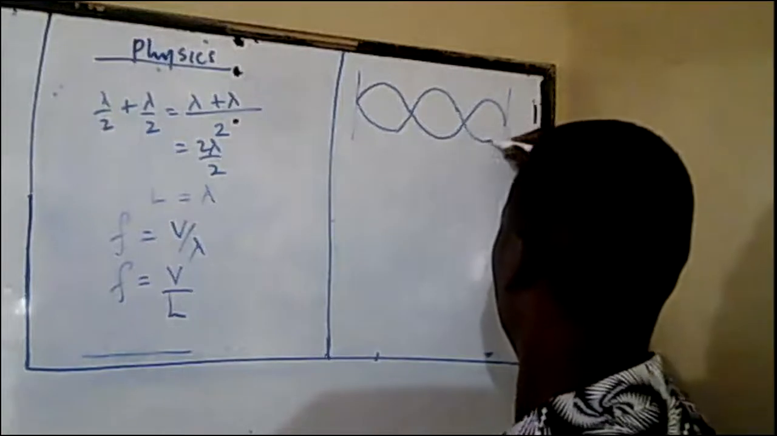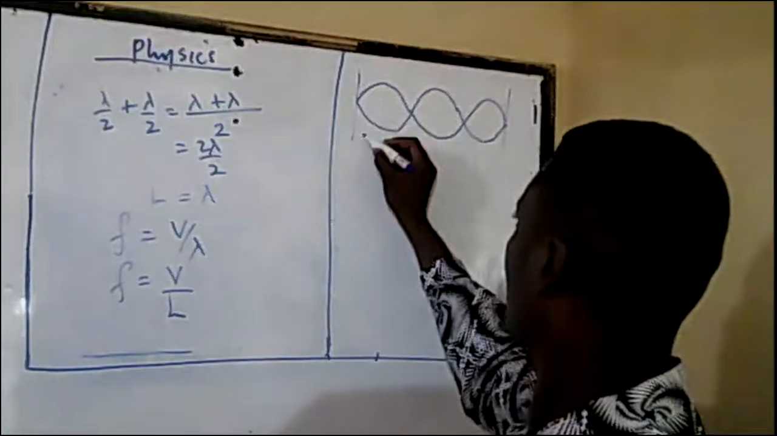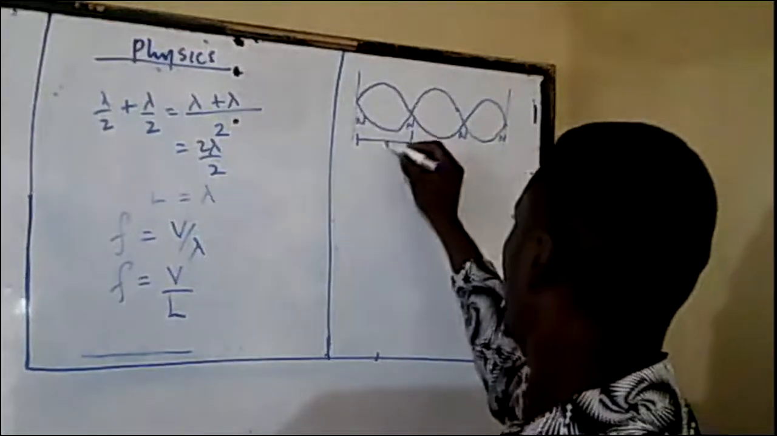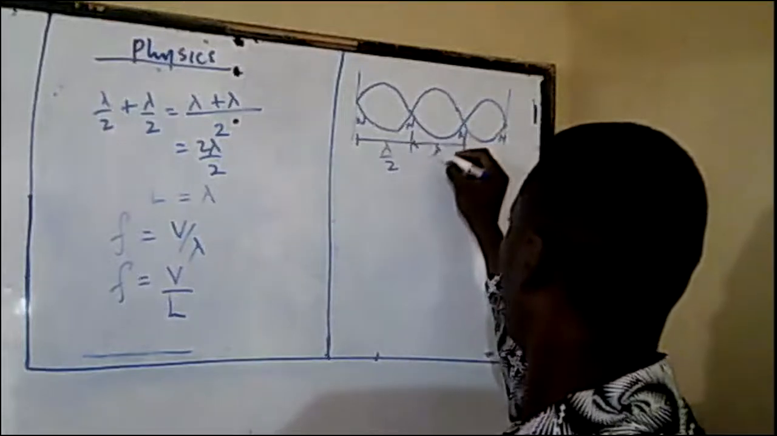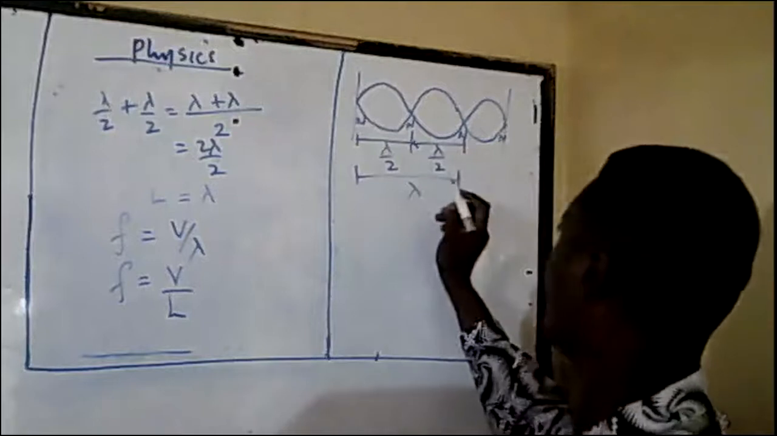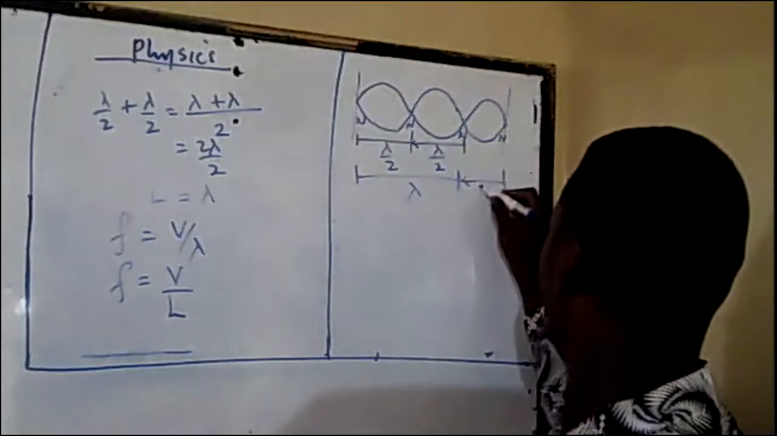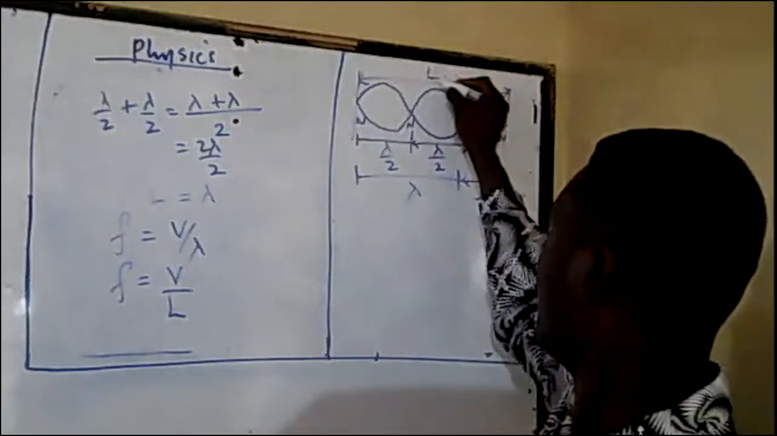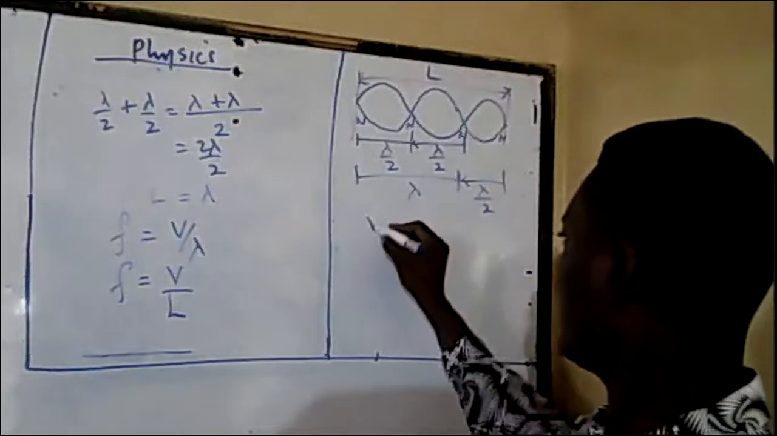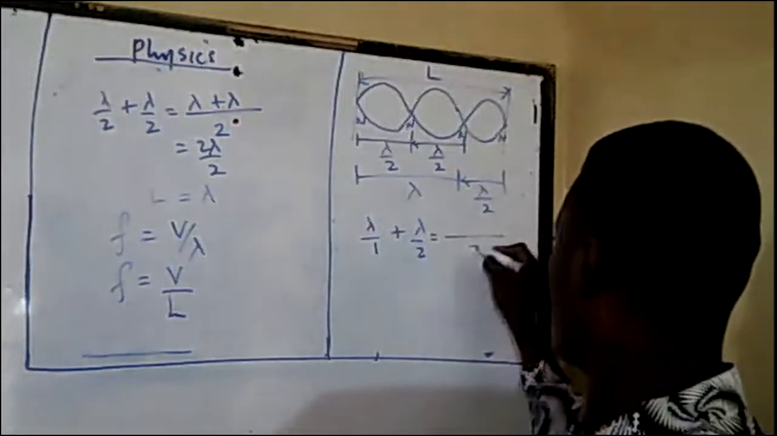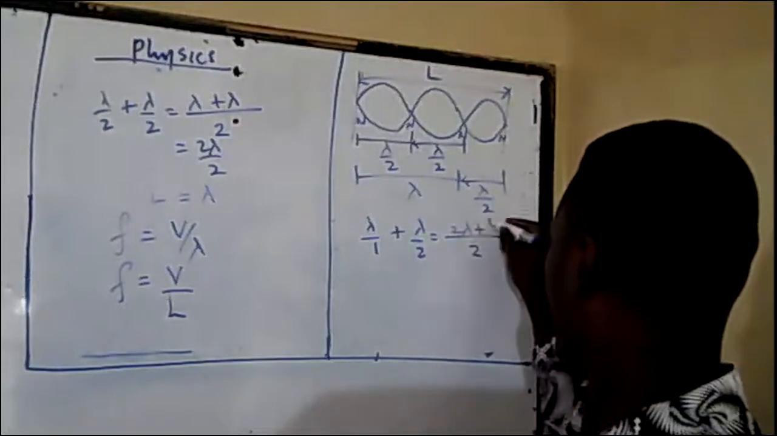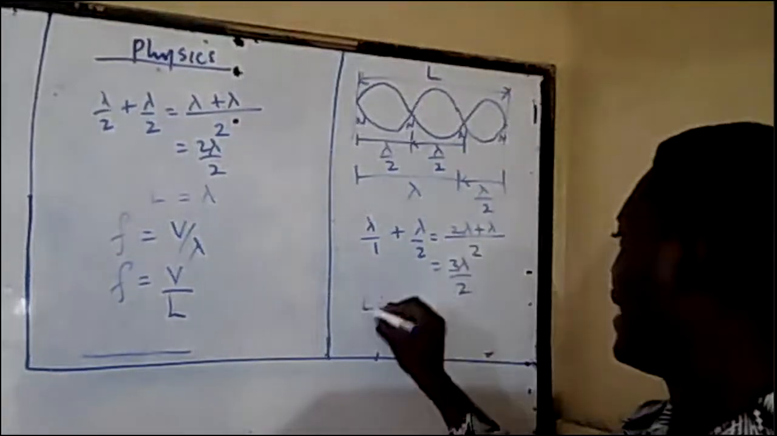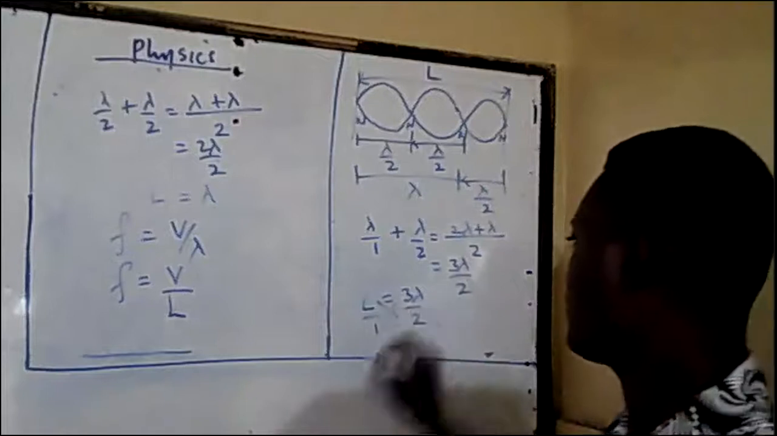I'll do my drawing. So we already know that this place is what? Node, node, node, node. Lambda over 2, lambda over 2, which is the same thing as lambda, right? Then what is this remaining one now? Lambda over 2. So if you look for the LCM, and if you measure from here to here, let's call it our ordinary length. So let's look for this first. Lambda over 1 plus lambda over 2. That gives us 2 lambda plus lambda, which gives 3 lambda over 2, right? So if I equate it with L, L is equal to 3 lambda over 2. Cross multiply.